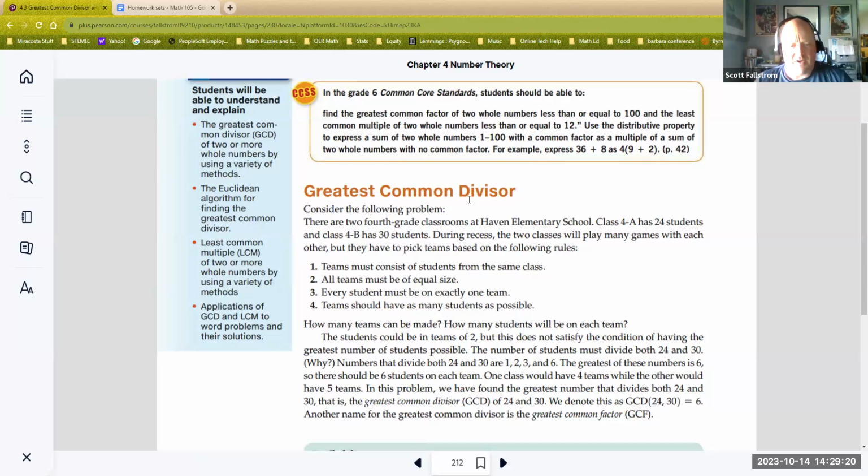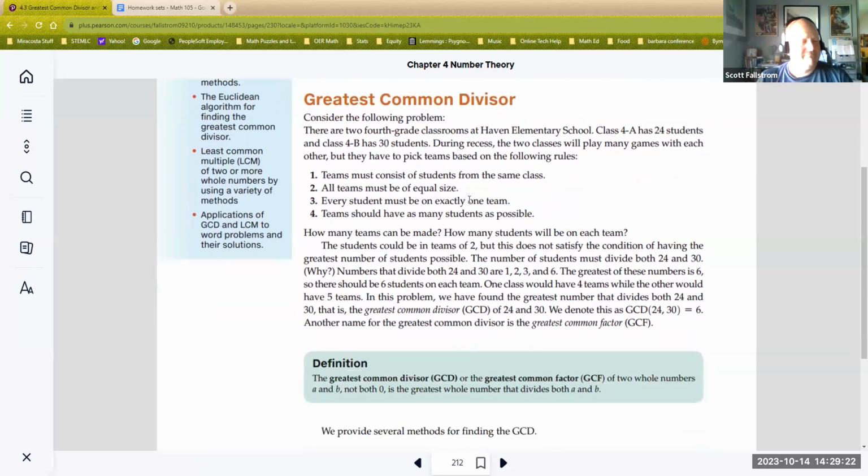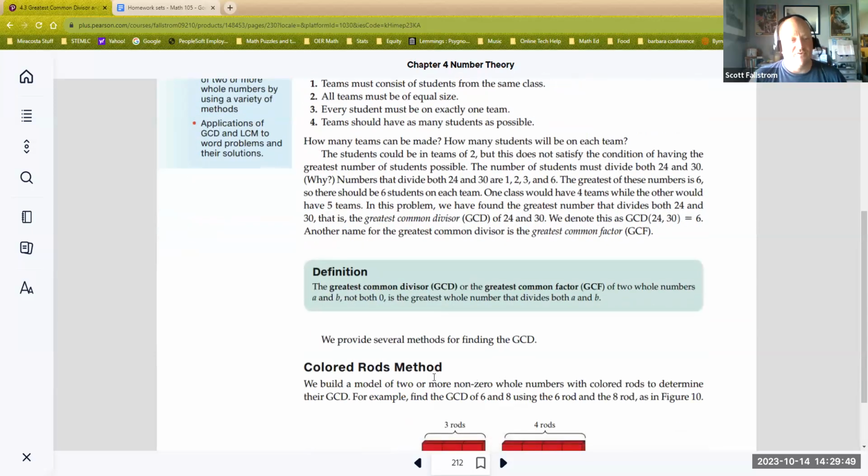There's a little description here about kind of what it is, but don't read too much into it. Depending on where you grew up in this country, you might have heard this not as greatest common divisor, but as greatest common factor. So there's two ways to say it. Both of them mean the same thing. Remember, 2 is a divisor of 12, which means 2 times 6 equals 12. By definition, that makes 2 a factor of 12.